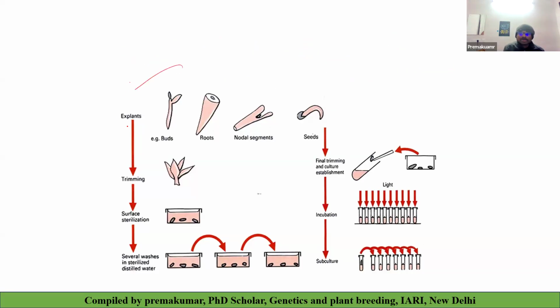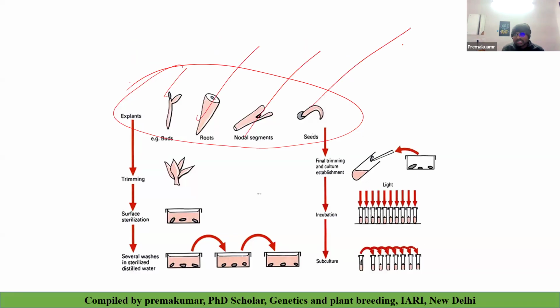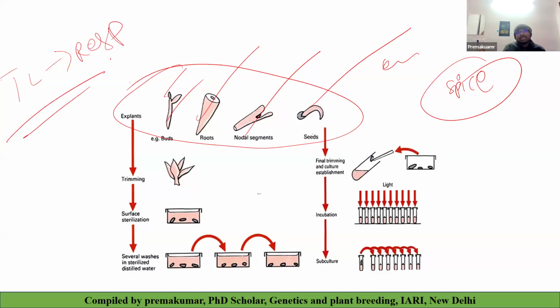First, he used some explants. You can use any explant: buds, roots, nodal segments, seed or embryo, whatever, it depends on the species. There is one term called tissue culture responsiveness, and the protocol for tissue culture for each and every crop is different. It is not generalized. I have to standardize the protocol for each and every crop.